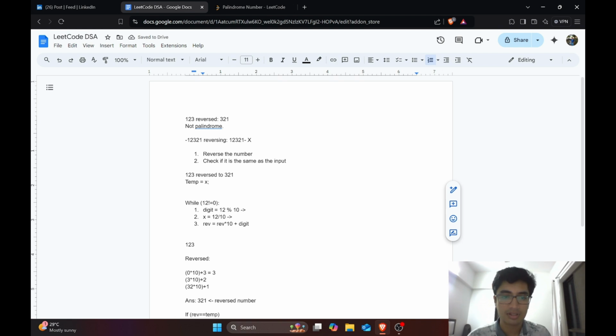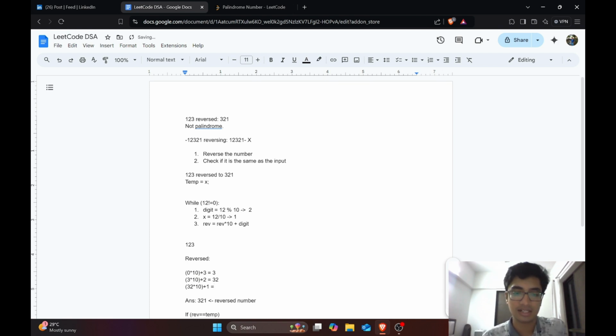Look at this. The digit that is extracted is 2. Now x is equal to 12 divided by 10, which is 1. According to this formula, the reverse number is the reverse number multiplied by 10 plus the digit. So 3 multiplied by 10 plus 2, what is it? 32. Why don't we write 3 plus 2? Because 3 plus 2 is 5, right?